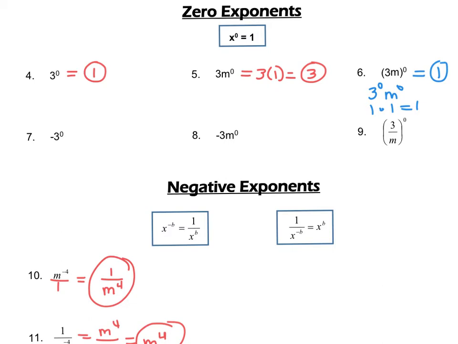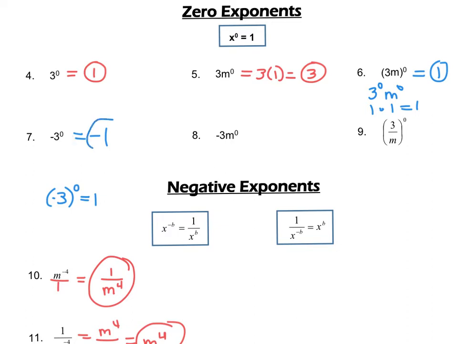Okay, number 7 was a little tricky because it's really just the 3 that's being raised to the 0 power. This negative sign isn't. If the negative 3 was being raised to the 0 power, it would have been written like this, negative 3 to the 0. And then that would be equal to positive 1, because anything raised to the 0 power is 1. But here, it's just the 3 that's being raised to the 0 power, and this negative is in front of it. So this is really equal to negative 1, because the negative sign comes over, and 3 to the 0 equals 1.